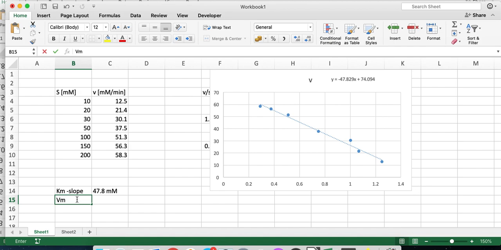For Vmax, we know in an Eadie-Hofstee plot, this is the intercept with the y-axis. And we can very easily read this from our plot here. So the y-intercept is 74.1. So we have 74.1, and the unit is millimolar per minute. So these would be our point estimators for this experiment.